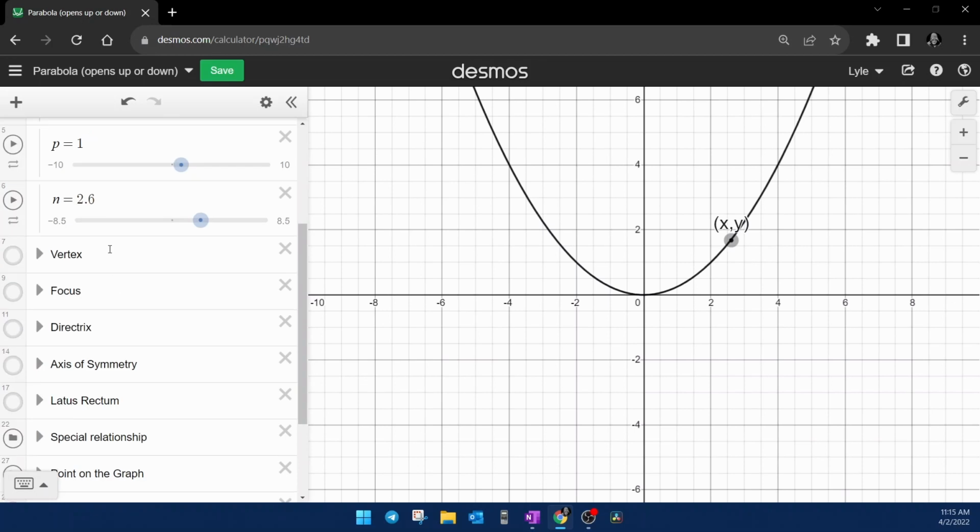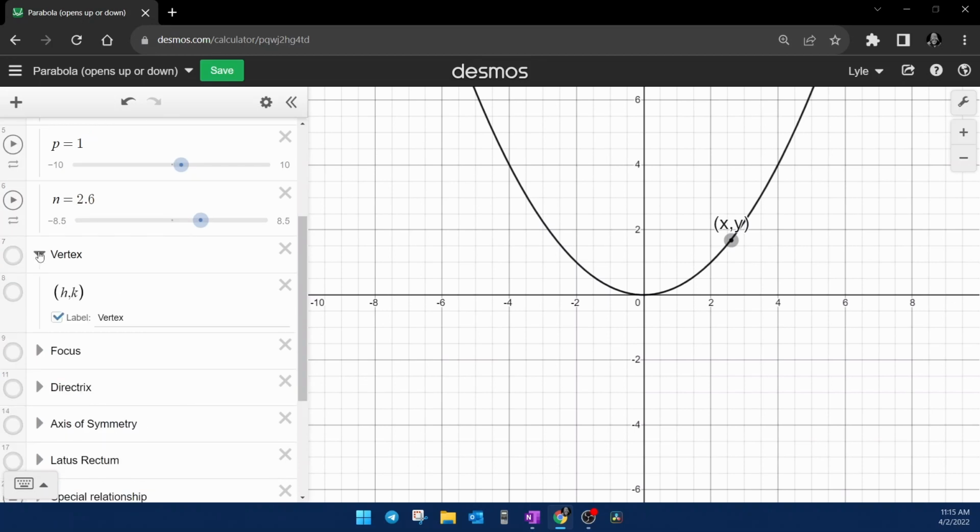So this varies the point on the parabola that I'm going to use in just a second. All right, so if we open up the folder and look at the vertex, you'll see that the vertex is the ordered pair h comma k, like our information sheet says.